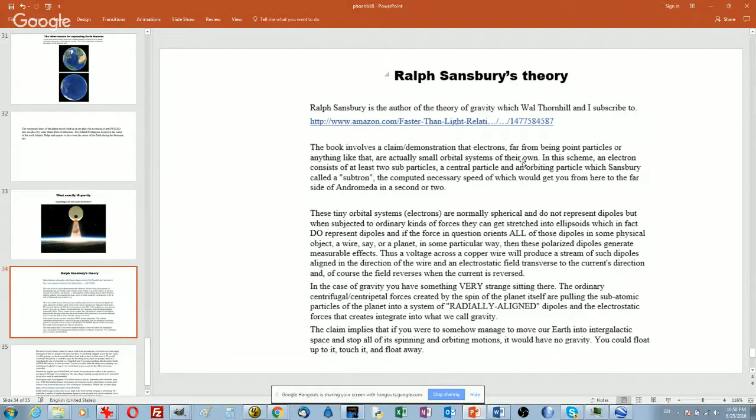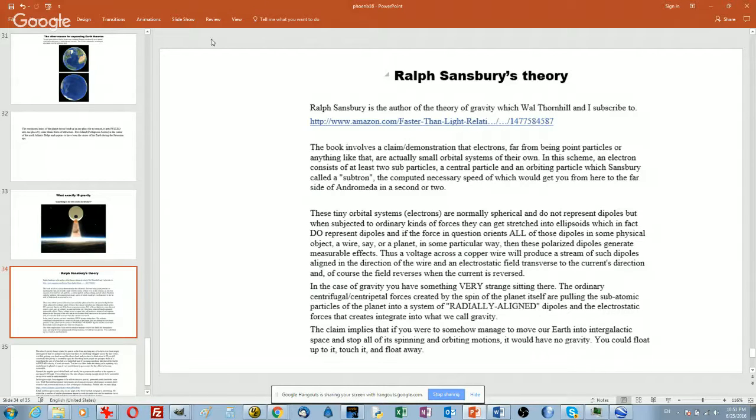And of course, when you reverse the current on the wire, reverse the direction of the voltage, that's going to change the orientation of the electrostatic field. So you've got a completely different sort of view of reality here. Now, Sansbury also calculated the necessary velocity of a sub-electron particle, which he called a subtron, and he ended up with a velocity which would get you from here to Andromeda in one or two seconds, vastly, vastly greater than this thing we call C, which is the speed of light waves, electromagnetic radiation.